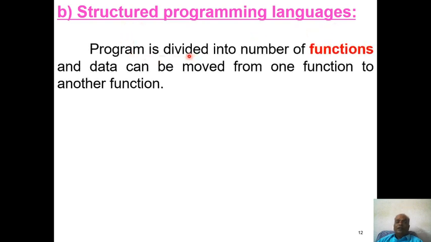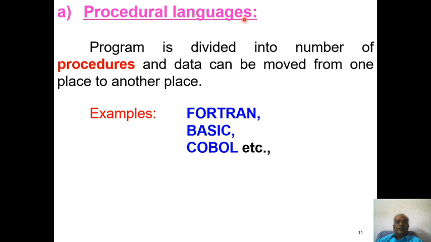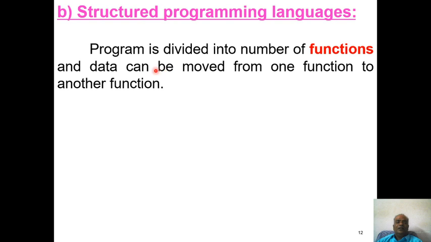The second kind of language is structured programming languages. Here the program is divided into a number of functions, and data can be moved from one function to another function. This kind of programming language consists of a number of functions. Examples are Pascal and C.